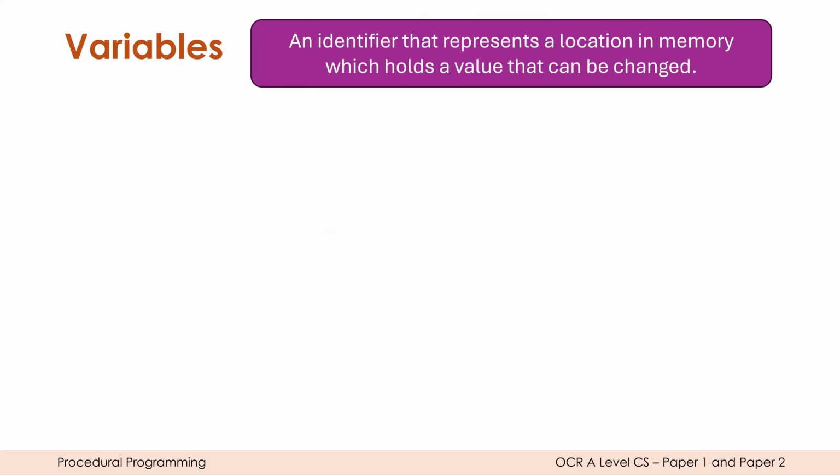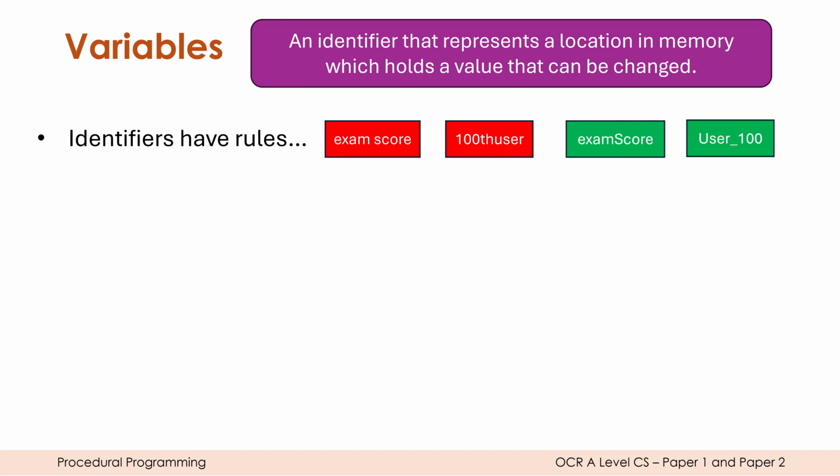A variable, you might have to define this, is an identifier that represents a location in memory, which holds a value that can be changed. The word identifier refers to the name we give something. We also give names to subroutines and arrays and so on. These always have to be one word and they can't start with a number.